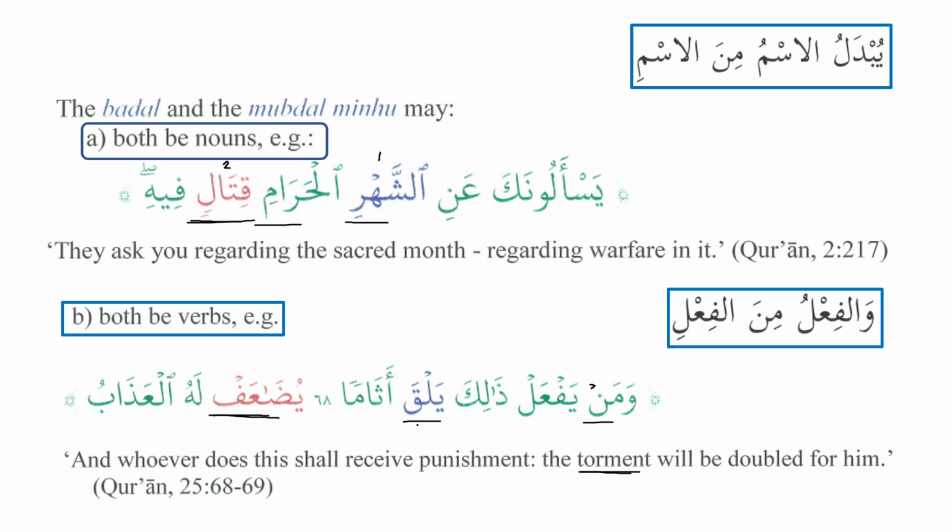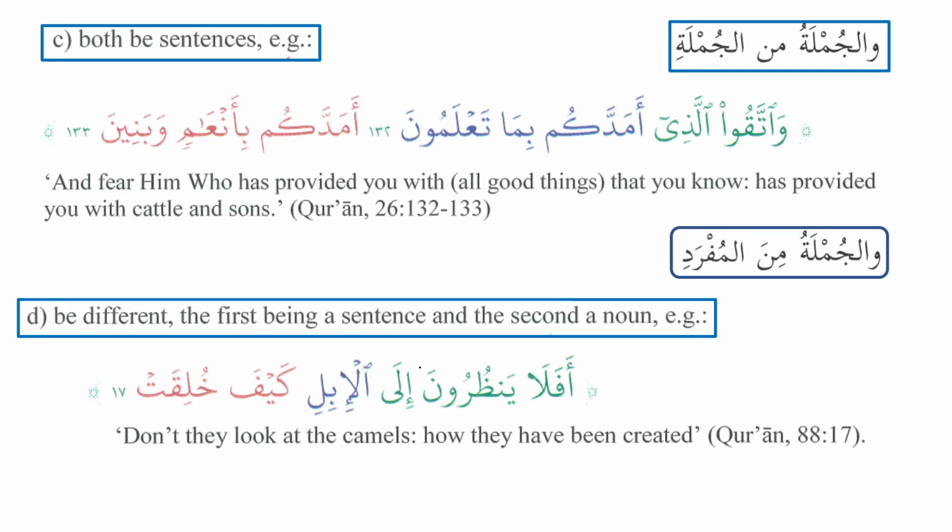So here we have, and these are basically two verses. So what's gonna happen is there is a badal of verb from the verb, substitute of a verb on a verb. Wal jumlatu min al jumlati, and both can be sentences. واتقوا الذي أمدكم بما تعلمون, and then أمدكم بأنعام وبنين.